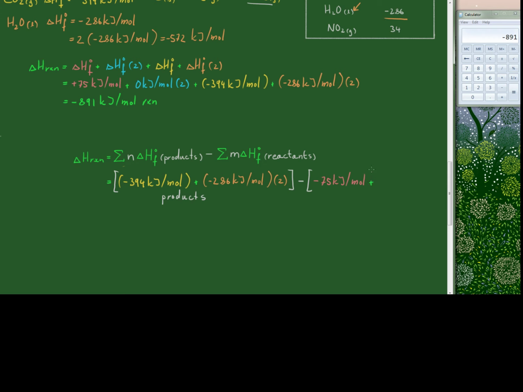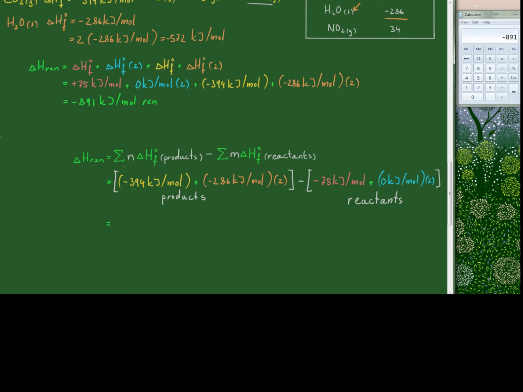Plus, the other component is oxygen. That's 0 kilojoules per mole times 2. So these are the enthalpies of formation for our reactants. And now we can go down here, equals.